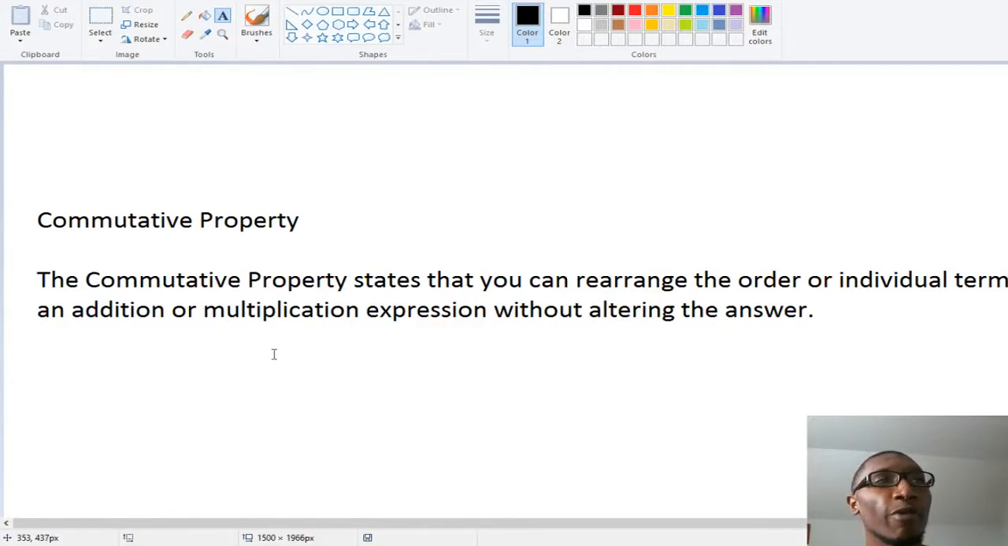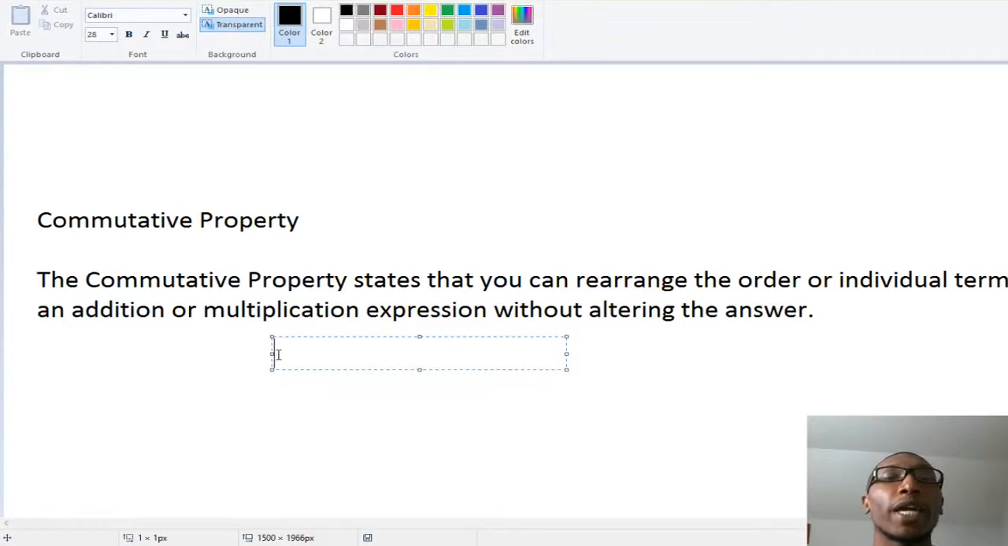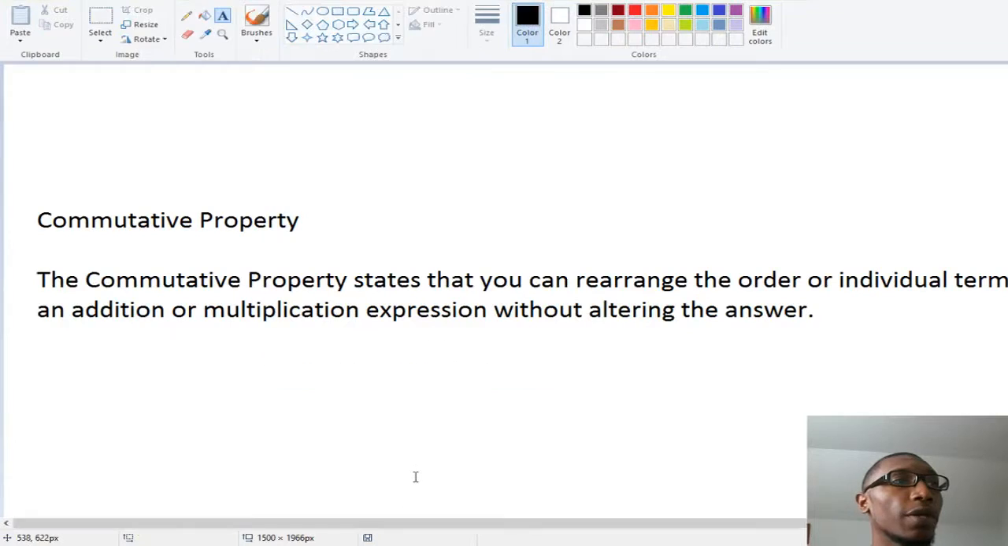So, commutative property. The commutative property states that you can rearrange the order of individual terms in an addition or multiplication expression without altering the answer.